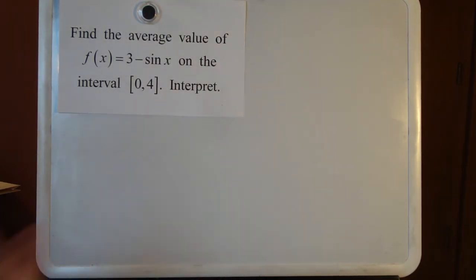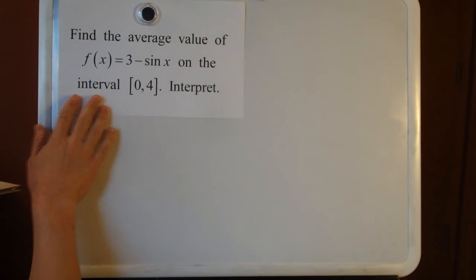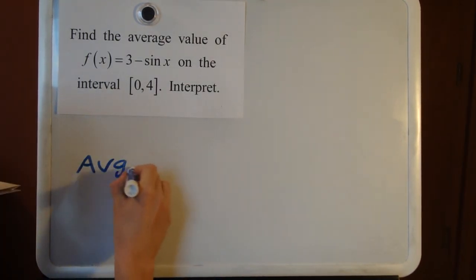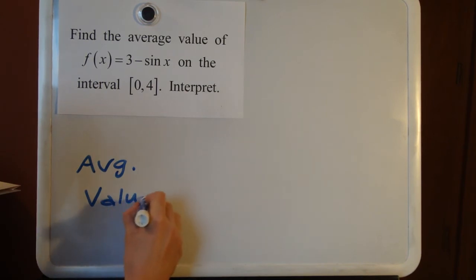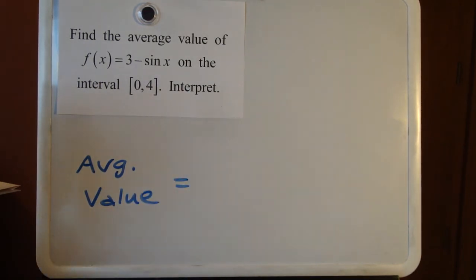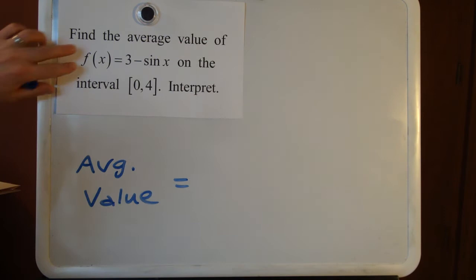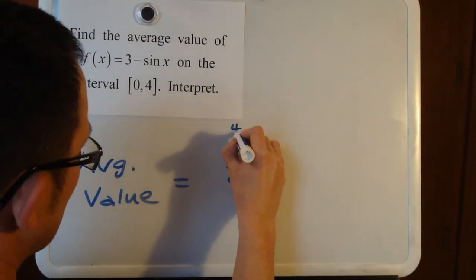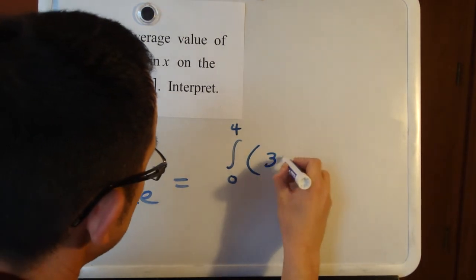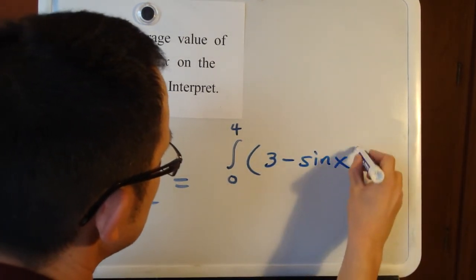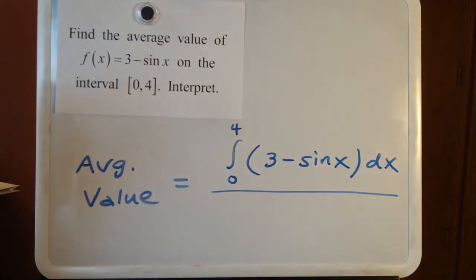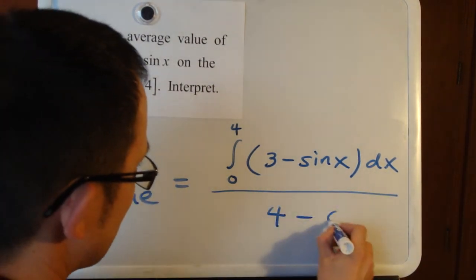Alright, so if we look back at what we just talked about, the average value, the way we can calculate this. So the average value here is going to equal this integral, right? We have to integrate this function over this window. So it's going to integrate from 0 to 4 of 3 minus the sine of x dx. And then we have to divide by b minus a. So in this case it would be 4 minus 0.